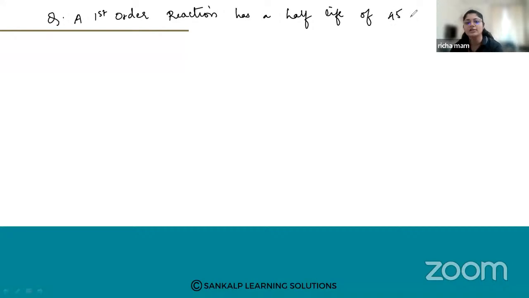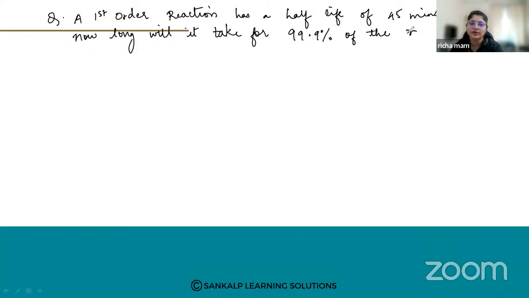Okay. Fine. Next question. A first order reaction has a half life of 45 minutes. How long will it take for 99.9% of the reaction to be completed?